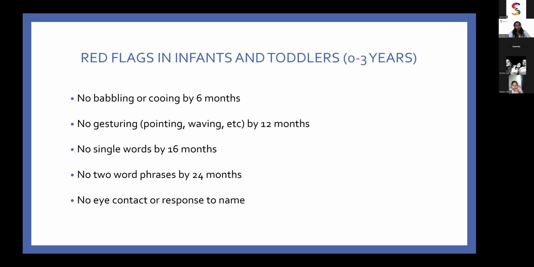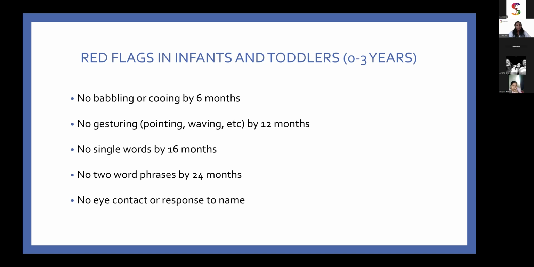That is, no babbling or cooing by 6 months. I'm sure most of you know about these things. No gesturing or giving, these kinds of things are not seen even when the child is 1 year. No single words, even when the child has reached 1.5 years; the child should have started using at least single words by 1.5 years, and this child still does not use them. And no two-word phrases, not able to combine two words and form a phrase, even when the child has reached 2 years of age. Another thing is no response to name. These are basic red flags that you can find in infants and toddlers.